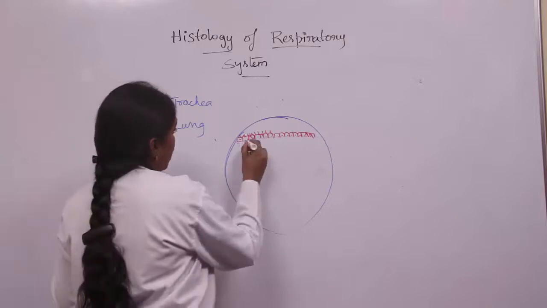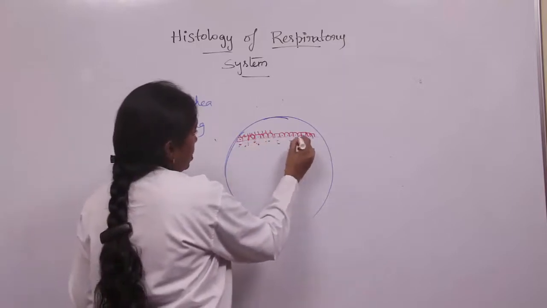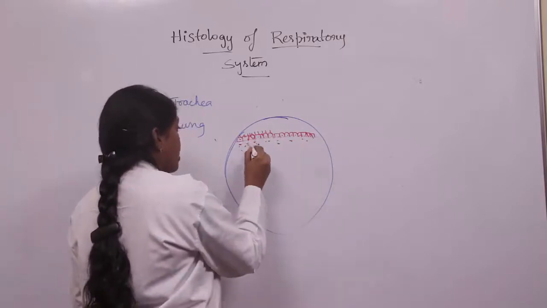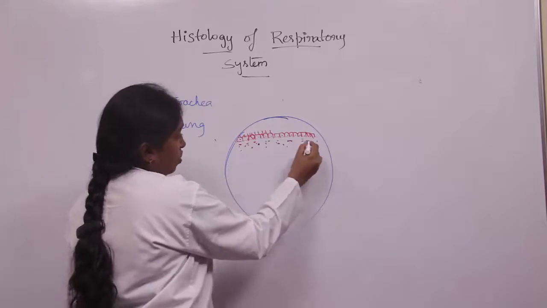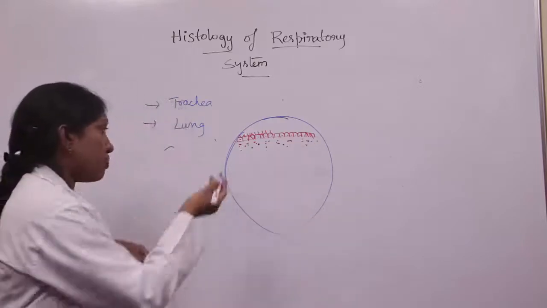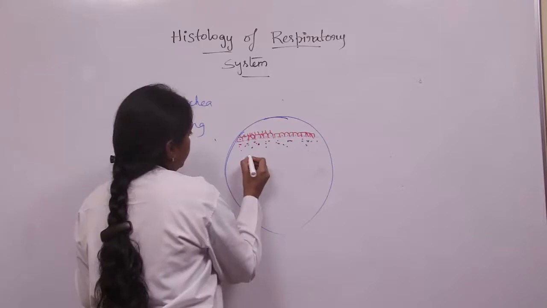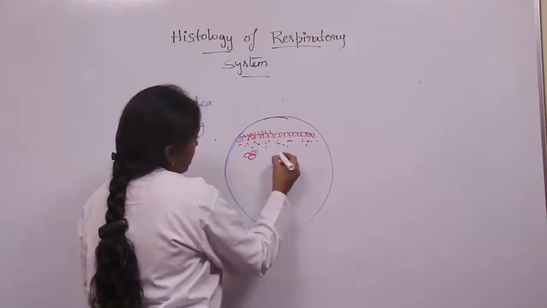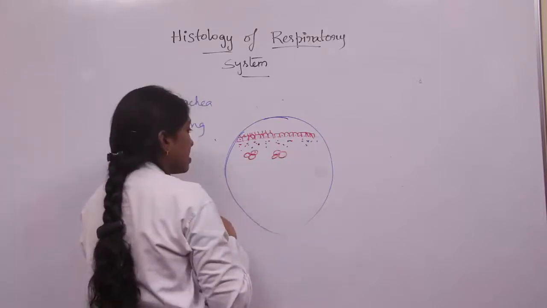Beneath the epithelium we know that the epithelial connective tissue is there, which consists of some fibroblasts, macrophages, some lymphocytes, everything is there, and also some serous acini can be seen. Serous acini as well as mucous acini are also seen.